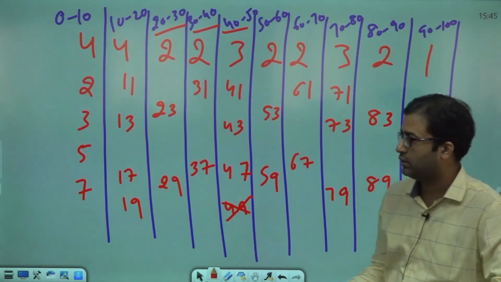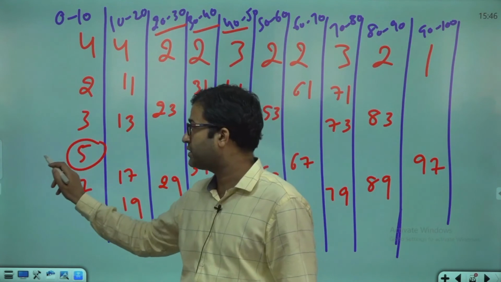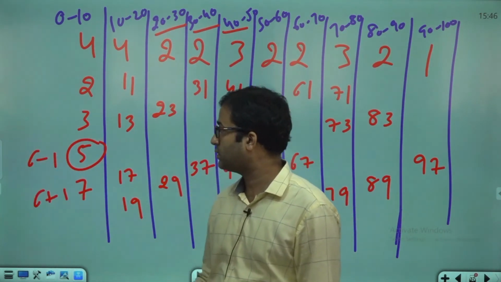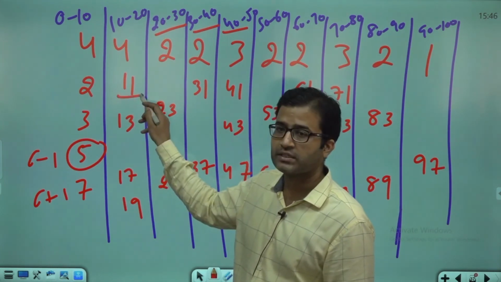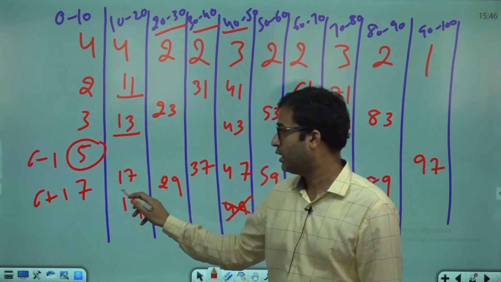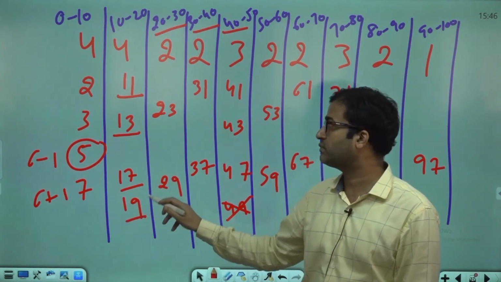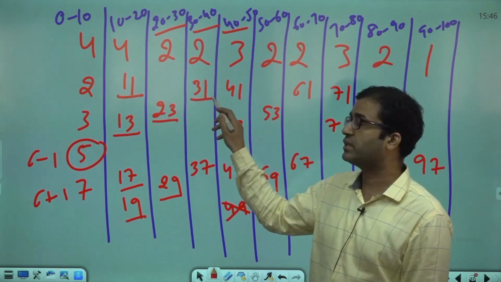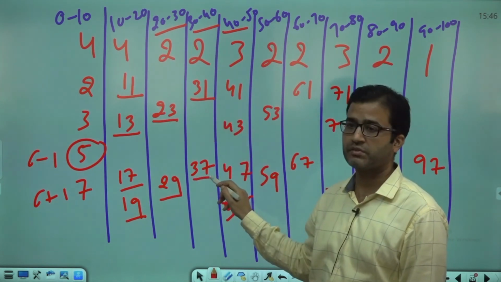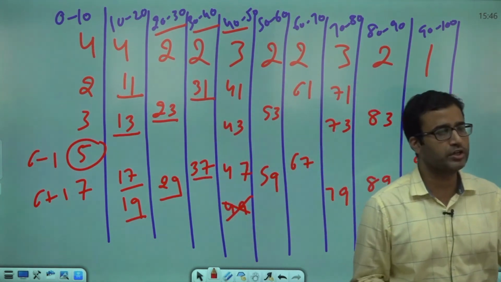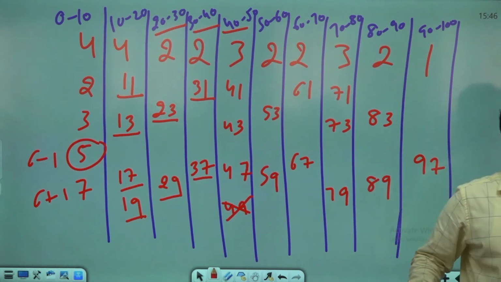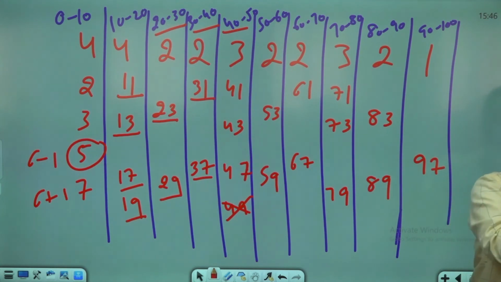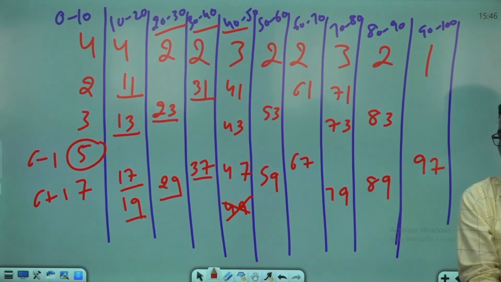We will check. 5 is 6 minus 1. It is 6 plus 1. This is 12 minus 1, 12 plus 1. 18 minus 1, 18 plus 1. 24 minus 1, 30 minus 1. This is 30 plus 1, 36 plus 1. You check any prime number except 2 and 3. Either it is multiple of 6 plus 1 or it is multiple of 6 minus 1. For sure.